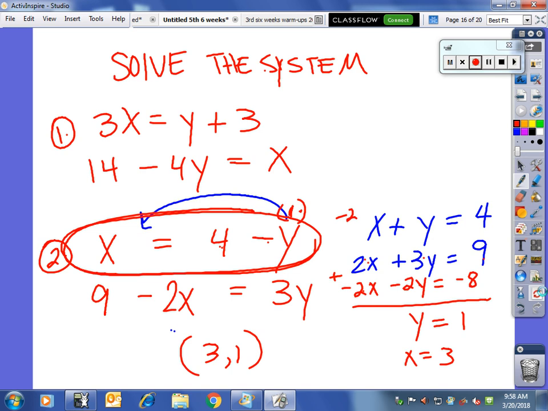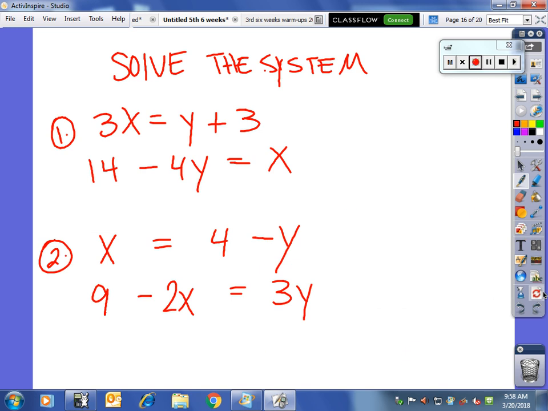Okay, get out your homework. Your homework was to solve systems of equations by graphing. I'm going to pause while we grade homework real quick.